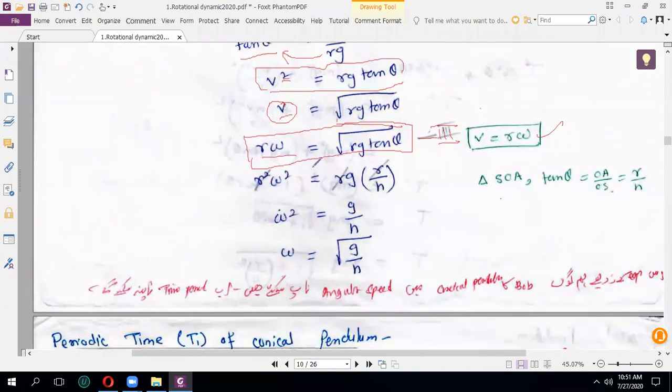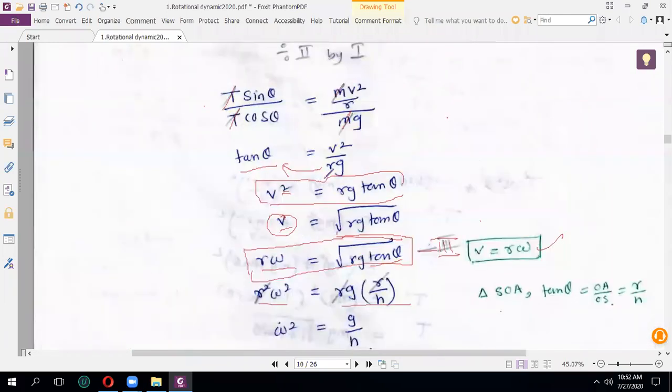Now what we are doing next, take this square root to the left hand side. So this becomes r square omega square and the right side part is as it is, rg into, say, r upon h. So this tan theta is converted into r upon h.